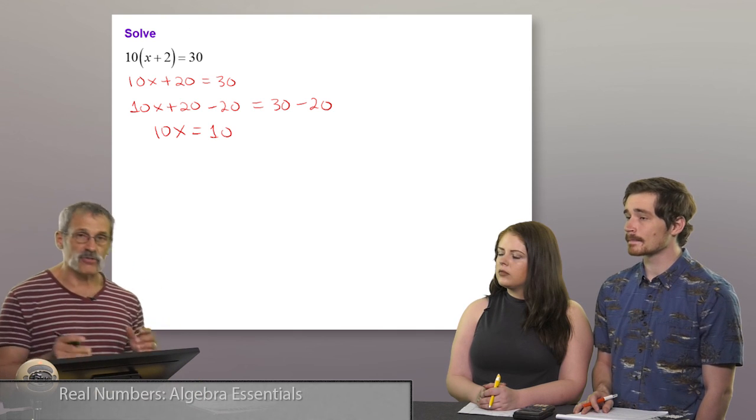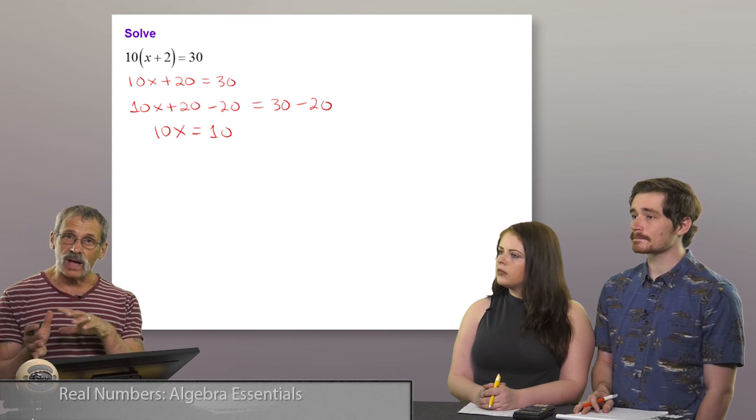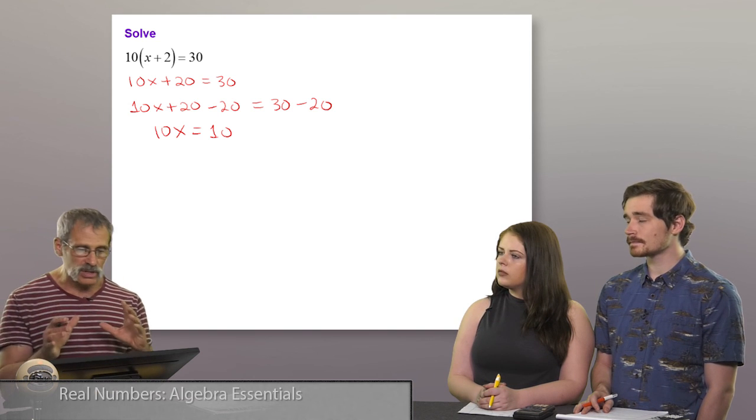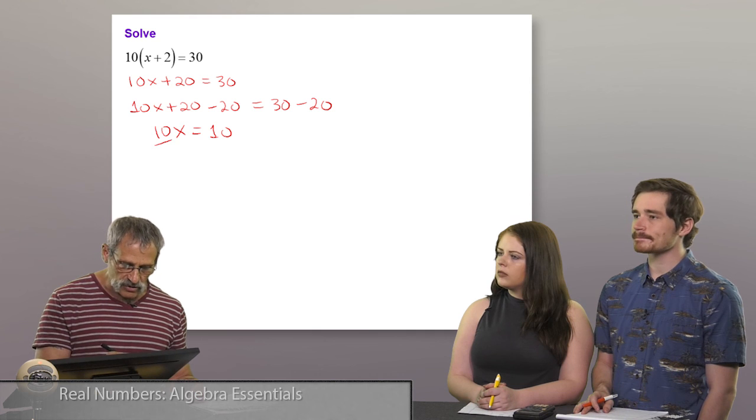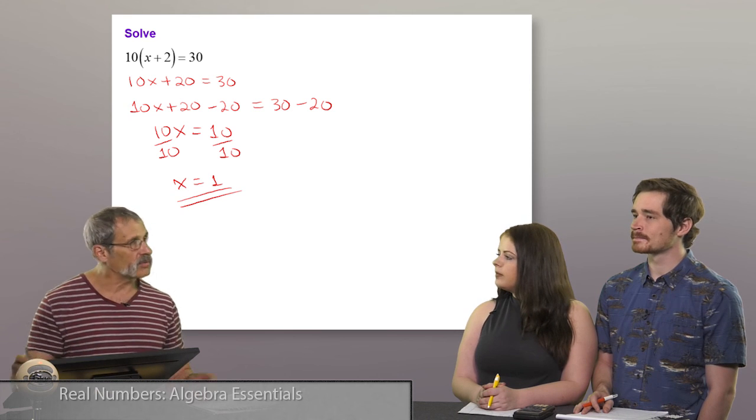And my last step is to take the 10 that's in front of the x and move it to the other side, is what we kind of say colloquially. But what you're going to do is divide both sides of the equation by what? By 10. By 10. We find that x is equal to? 1. 1. Beautiful job. Thank you.